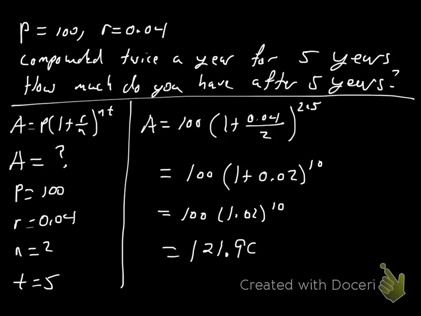All right, so after 5 years, I got $121.90. So the interest earned was $21.90. So maybe I can go out and get a cheap dinner or something like that after 5 years. So not the greatest interest in the world, although 4% is a pretty good interest.